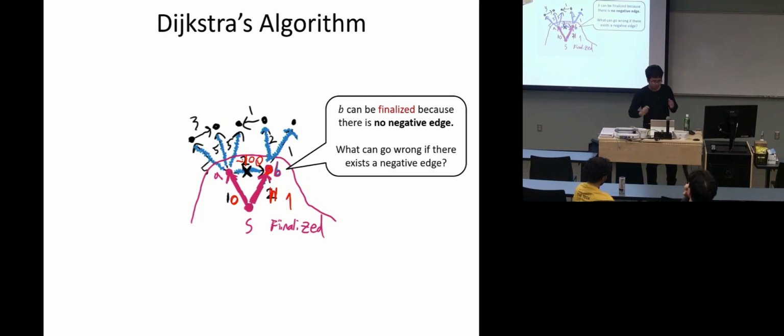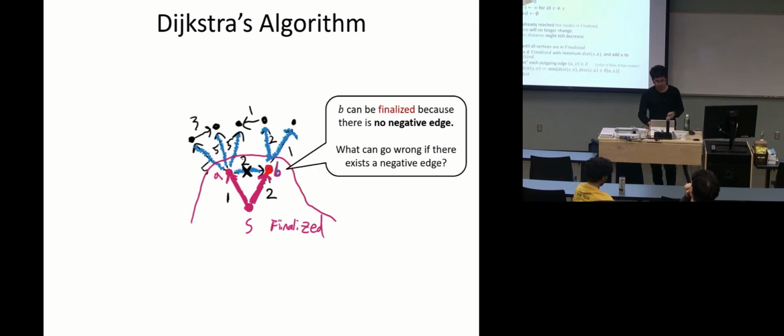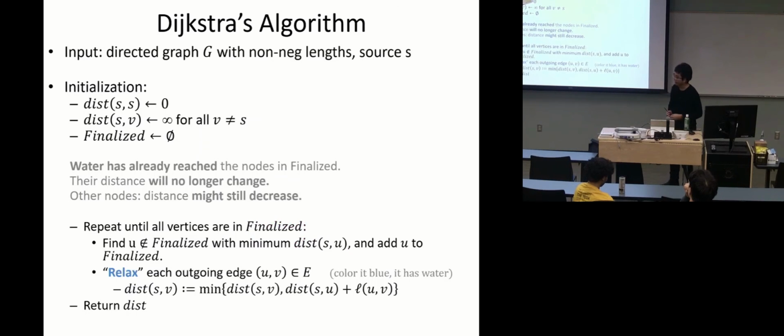So the point is that the analogy of trying to flow water through some pipe of a given length just doesn't make sense when the length is negative. This physical intuition just breaks. But it looks good if everything is non-negative. And that's how the algorithm is going to look.